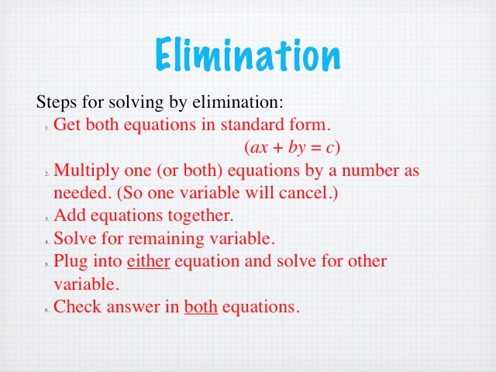Then I may need to tweak the equations to get a variable to cancel. We're not going to tweak for the first example, but we will tweak for the second example. What tweak means is I might have to multiply one or both of the equations by a number in order to get a variable to cancel. Then once I've got it all poised, ready for cancellation, I'll add the equations together for the third step, solve for the variable that's left, plug that into either equation and solve for the other variable, and then I need to check the answer in both equations.